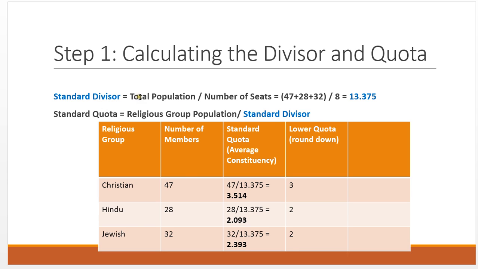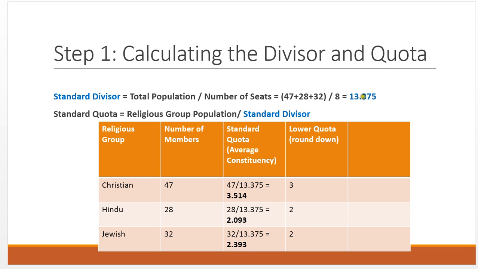That's the total population, so the sum of all the people in all the groups, divided by the number of seats you have. In this case, we have 47 people in the Christian group, 28 people in the Hindu group, 32 people in the Jewish group. We add all those people together to give us our total population, and we divide it by the number of seats that are available. Remember, we said that we have 8 seats available in this example. When we add these together and divide by 8, we get 13.375. Be careful with your rounding. Keep at least 3 significant digits when you're doing these problems. This is called the standard divisor.